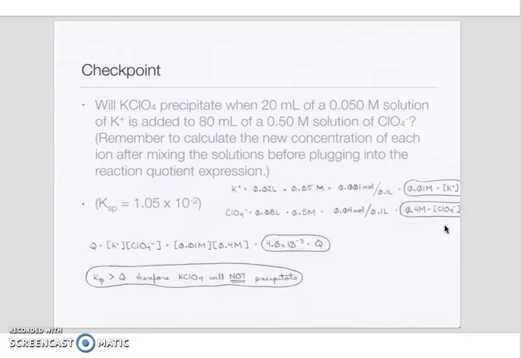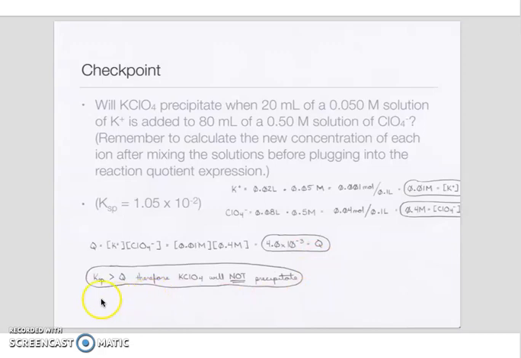Now I can take my reaction quotient expression. So my reaction quotient is equal to K plus times my ClO4 minus. And this isn't a one-to-one reaction, so if you want to write out your ionic equation, that might be helpful in putting that together. And I can plug in the concentrations that I solved for. So for my potassium, it's 0.01 molar. For my perchlorate, it's 0.4 molar. Multiply those two values, and I find my reaction quotient to be 4.0 times 10 to the negative 3.